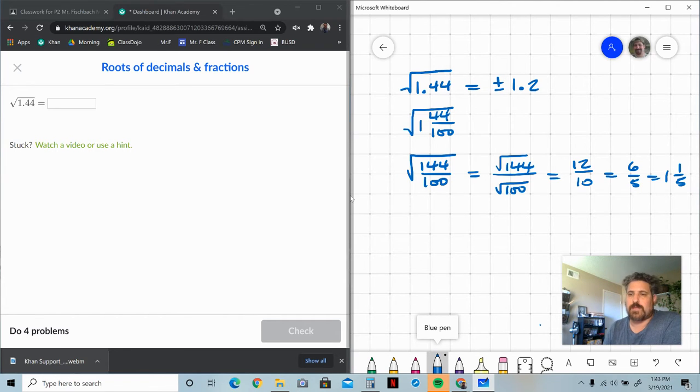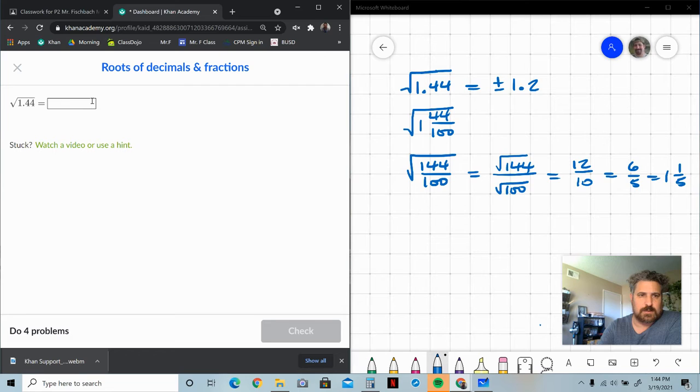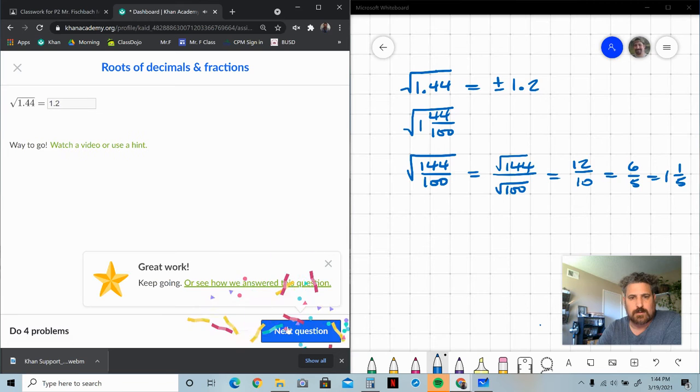And that's the way I think about it. I just like to make it into a fraction, and take the root of the top and the root of the bottom. I know that Khan teaches it other ways as well, but this is the way I like to think about it. So this one would be 1.2, positive and negative. I don't know if you can put positive and negative, but I'm going to put 1.2. It doesn't seem to ask for both. So, all right.